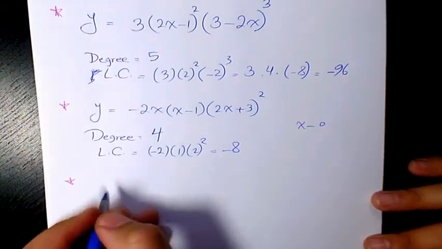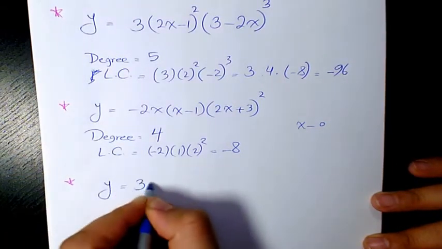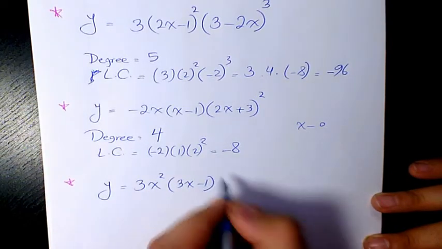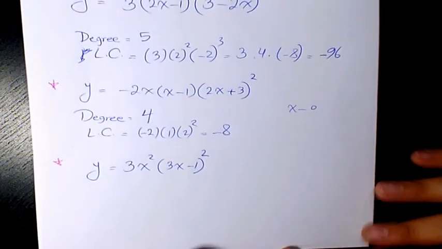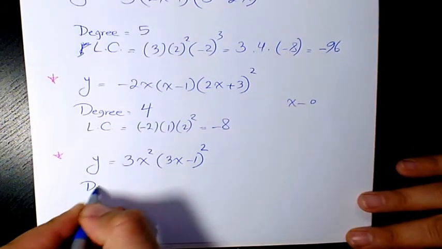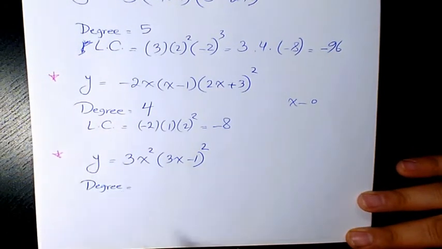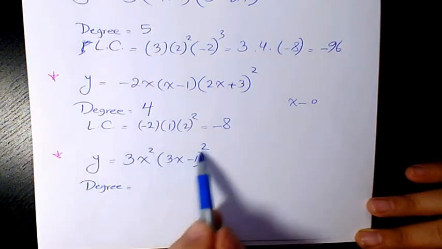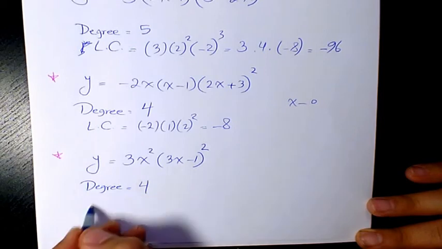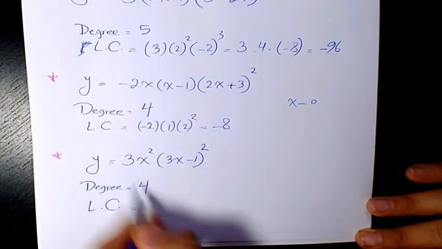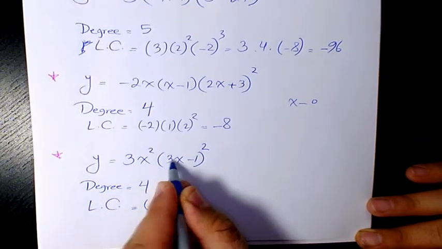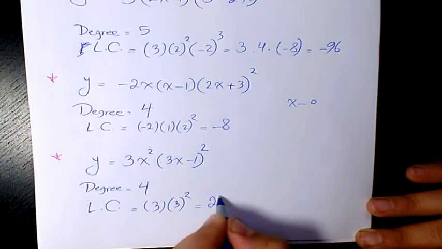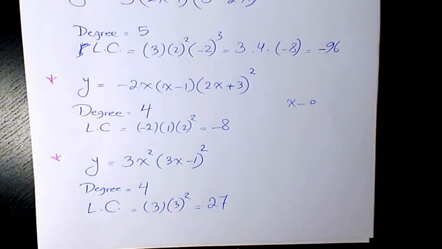Next one, y equals 3x squared times 3x minus 1 to the power of 2. Somebody asks you to find out the degree of this function. We have 2 plus 2, which is going to be 4, and the leading coefficient is going to be 3 times 3 to the power of 2. So 3 times 9 is going to be 27.